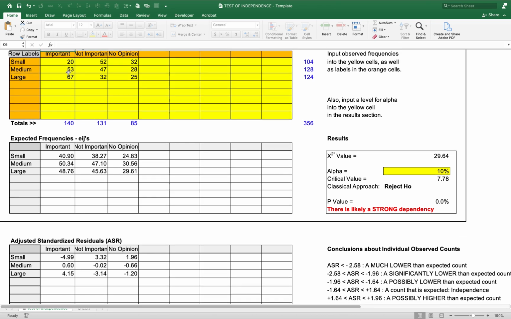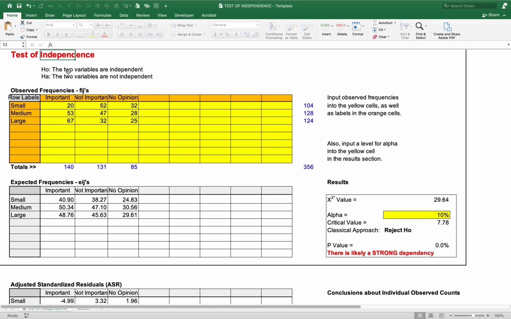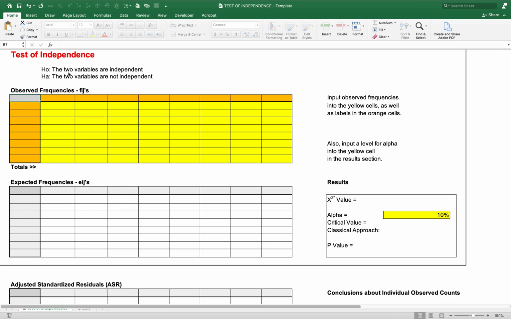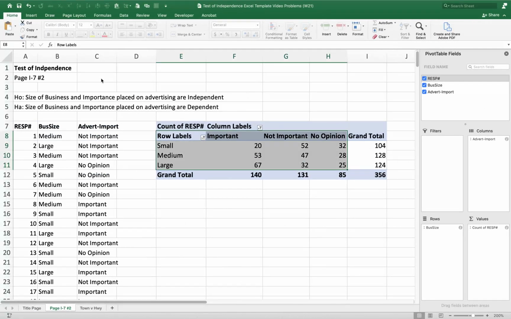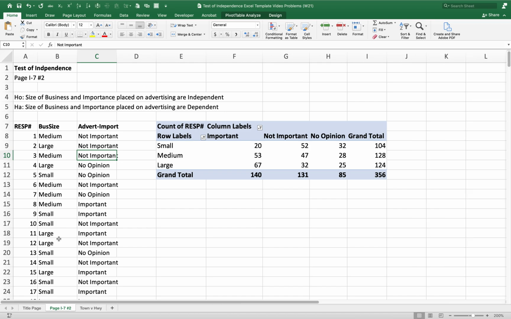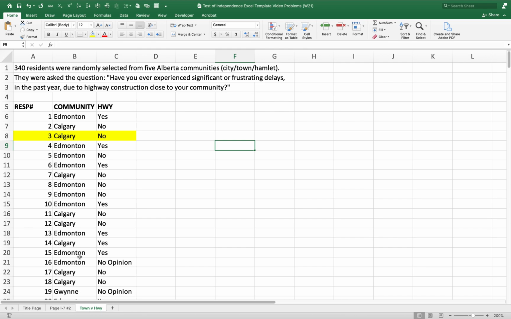Let's take a look at one more example here. And what I'll do is I'm just going to get rid of these guys here. So we've got a fresh template again, and I'm going to go back to the other problem down here, which would be the town versus highway. Now, let's take a look at this question here. This is not one from the book.